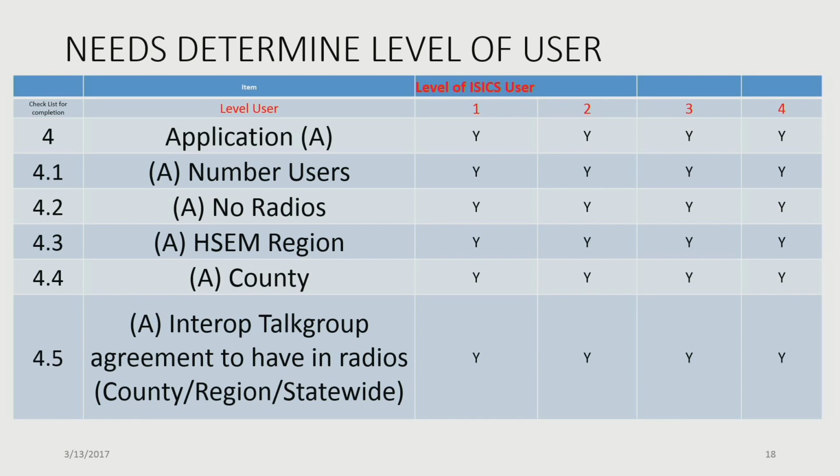And then the interop talk group agreements, to have radios be it county, region, or statewide. There's an understanding that if you're coming on the system, this is an interoperability system. The primary purpose of it is being able to talk no matter where you go in the state of Iowa, so the interoperability talk groups would be included in your radios. We will be working through a process to align that so that if someone picks up my radio, they should be able to find the interoperability talk group section of the radio.